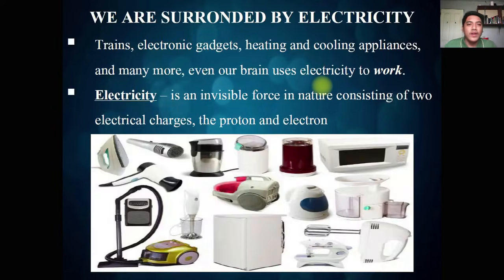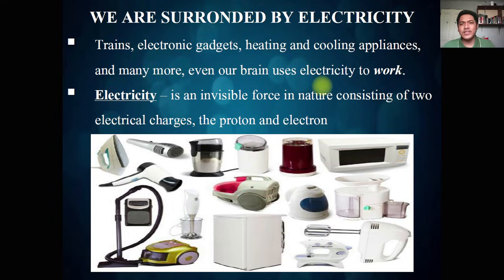So we are surrounded by electricity. Perhaps one of the most important discoveries in our era was when Benjamin Franklin discovered electricity. Trains, electronic gadgets, heating and cooling appliances, and many more appliances that utilize electricity would not simply work without electricity. And even our brain uses electricity to work, though sometimes it just doesn't work.